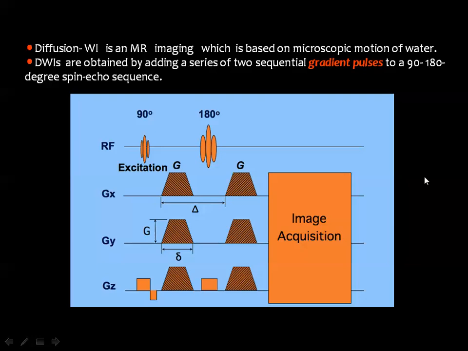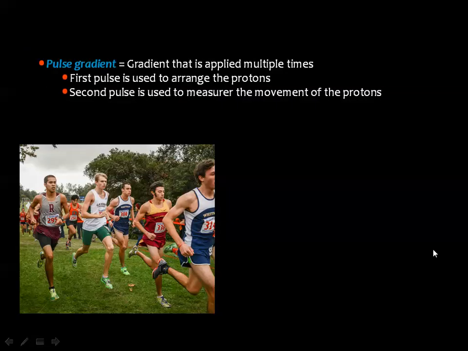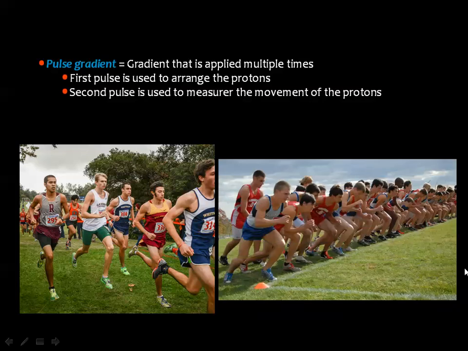What is the value of these two pulse gradients in imaging? Let us try to calculate the speed of these runners. In order to know who is faster, you have to arrange the runners along a starting line. Then you give the signal to move. Then at a certain time, you can say that this one is faster and this one is slower, and so on. And this is exactly the value of the pulse gradient.